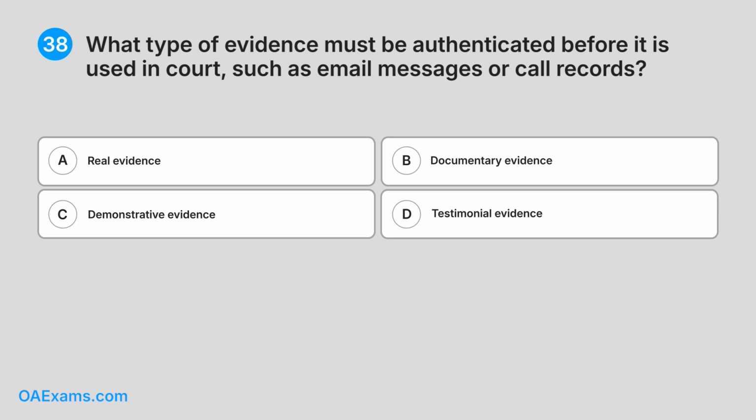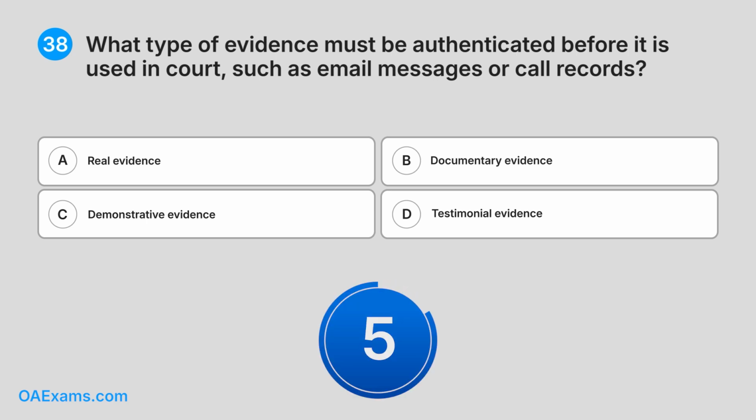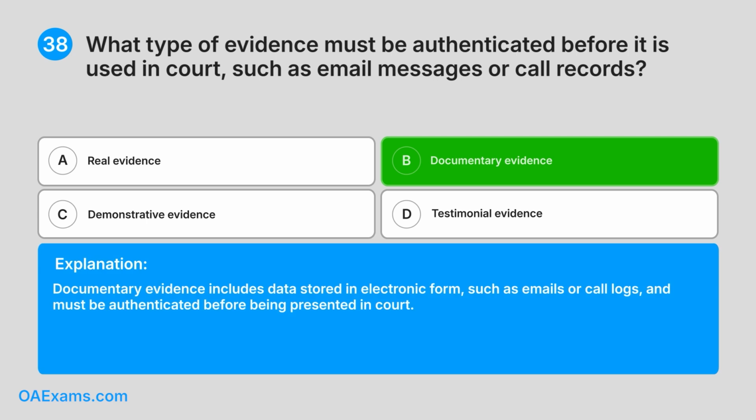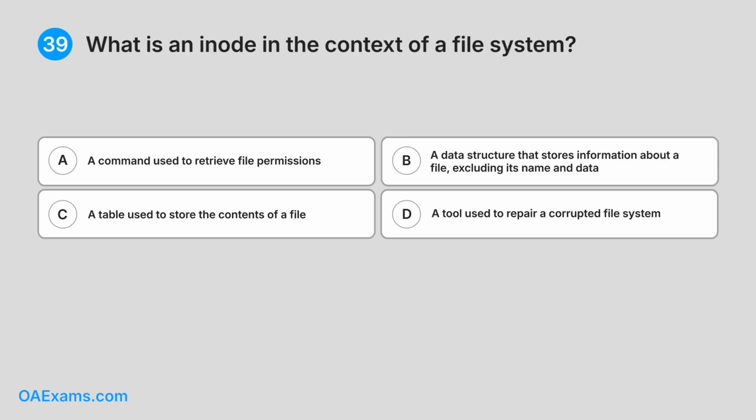records? A. Real evidence. B. Documentary evidence. C. Demonstrative evidence. D. Testimonial evidence. Do you know the answer? Correct answer: B. Documentary evidence. Explanation: Documentary evidence includes data stored in electronic form, such as emails or call logs, and must be authenticated before being presented in court.